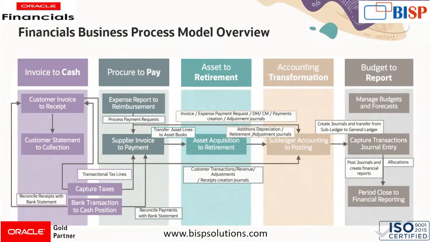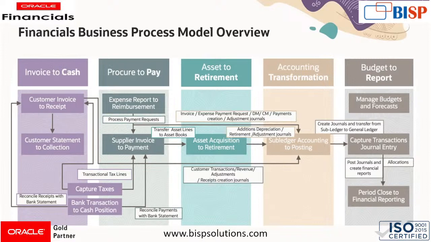So, the financial business process model overview. There is invoice to cash, in which we create customer invoices in the Receivables work area, that is Accounts Receivable, and we create a customer invoice, and against that invoice we enter the receipt, right? So that is the invoice to cash process.